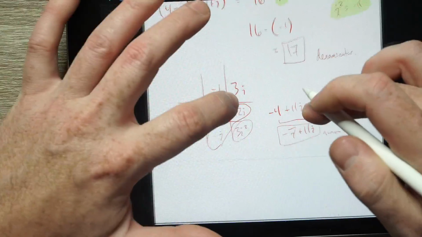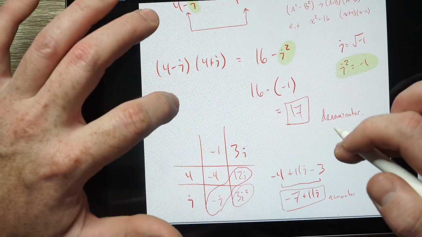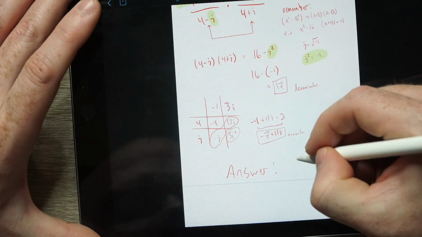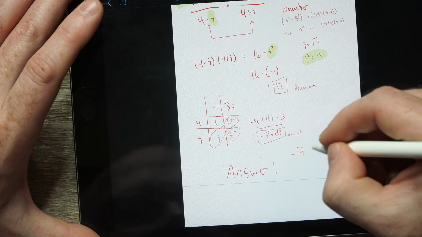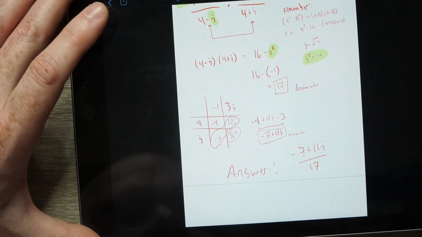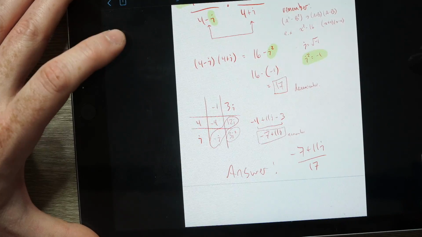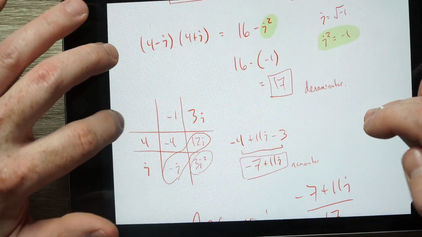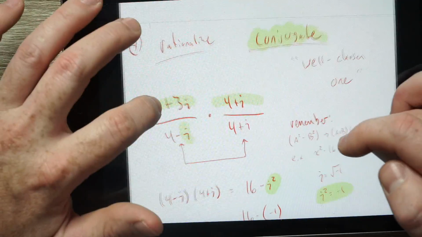So then our answer just becomes, obviously, numerator over denominator. So negative 7 plus 11i over 17. All right, so that is called rationalizing the denominator.